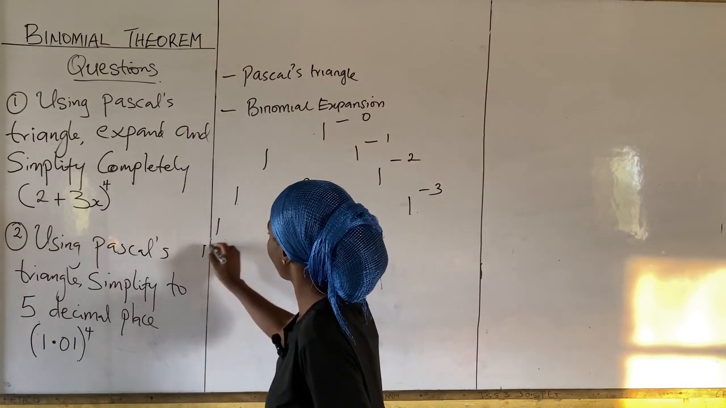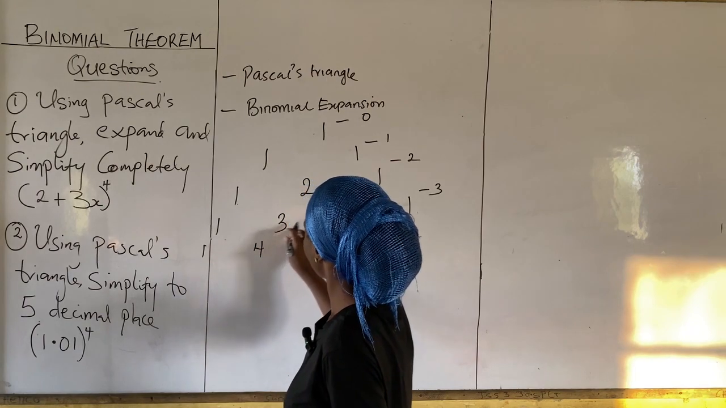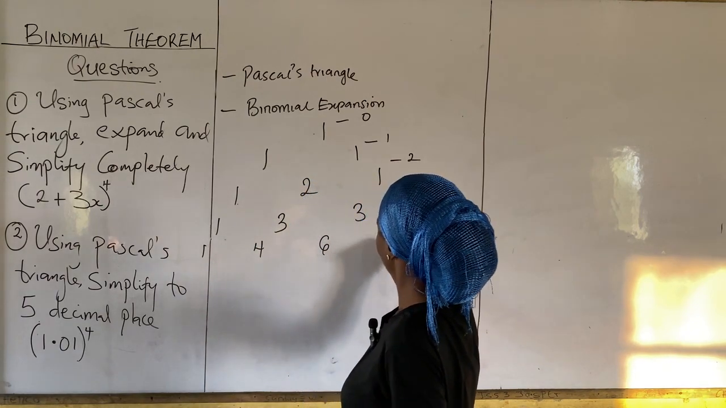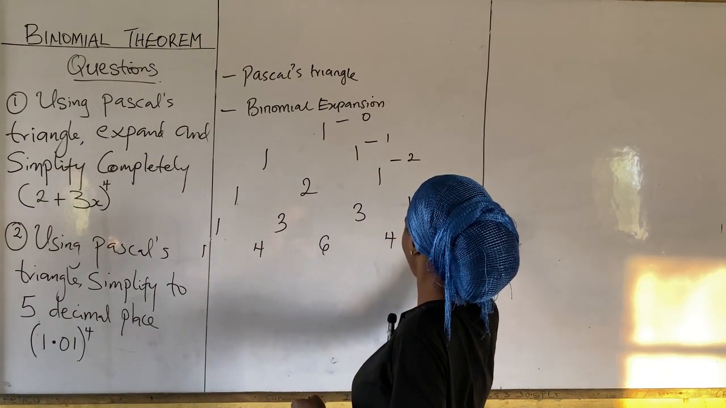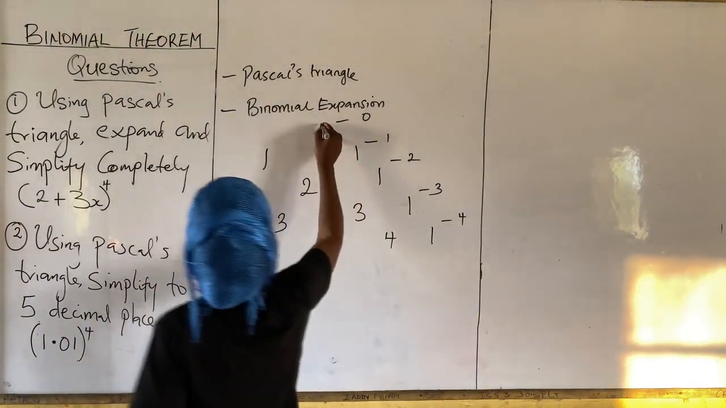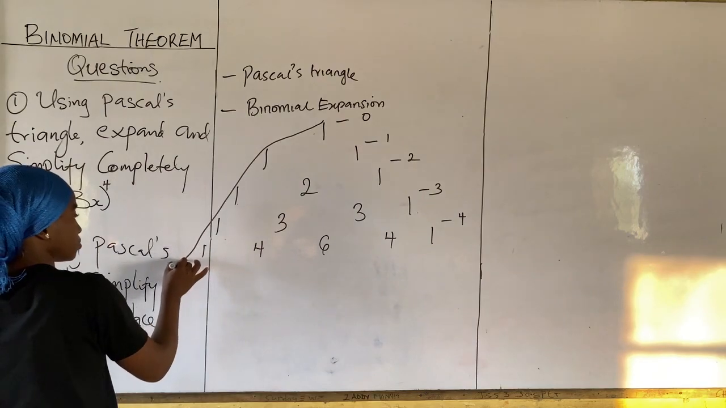Now the next one, we have 1. 3 plus 1, that's 4. 3 plus 3, that's 6. 3 plus 1, that's 4. Then 1, raised to power 4. Now have you seen it? It has to look in the form of a triangle.